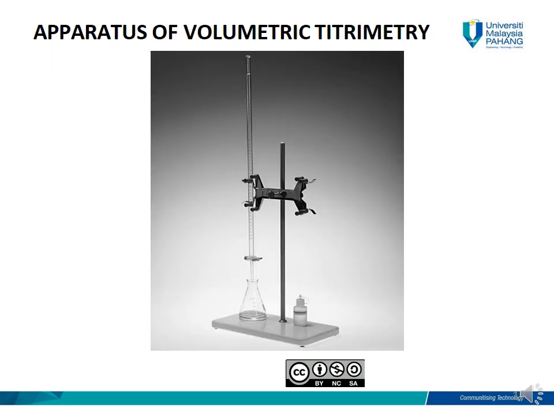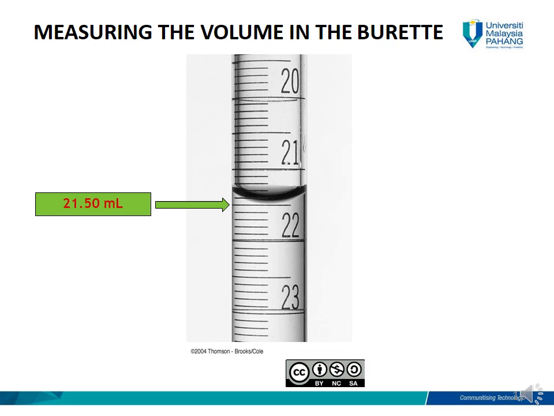So here is the apparatus of volumetric titrimetry. As you all know, we must have a burette, a retort stand, the conical flask to contain our sample, and also an indicator. When you measure the volume in the burette, you must read very carefully. Look carefully at the lower meniscus. Here the reading is actually 21.5 milliliters.